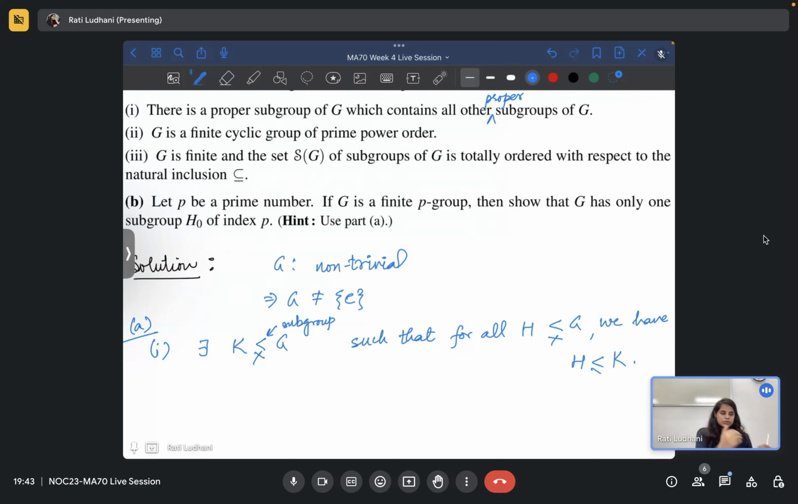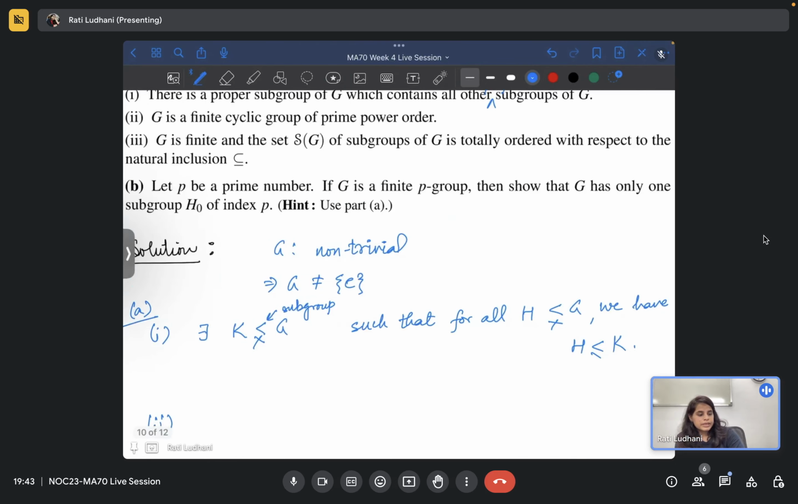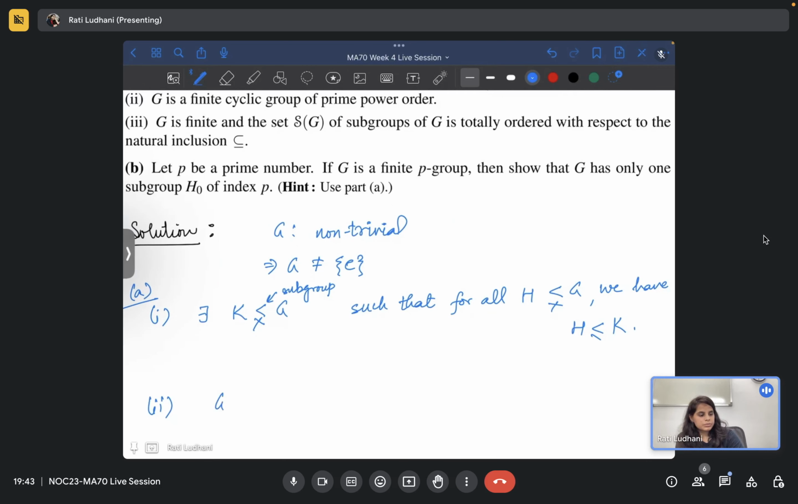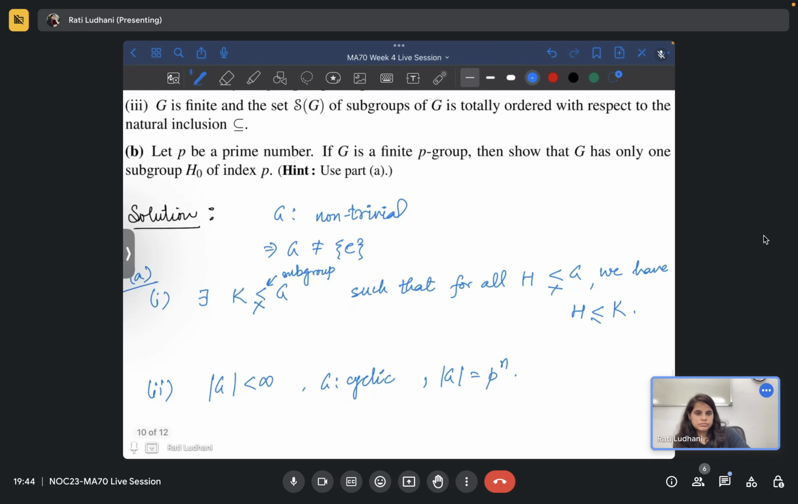We don't need to prove this; we have to prove the equivalence. If this is the condition, then the second holds, then the third holds. I hope this statement is clear. Let me know if not. Okay, second says G is a finite cyclic group. So G is finite, cyclic, a group of prime power order. So the order of G is equal to some prime power.